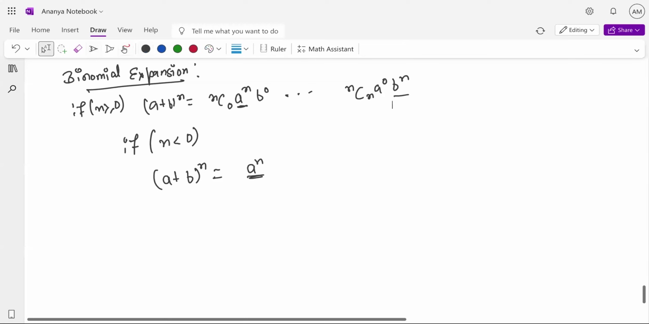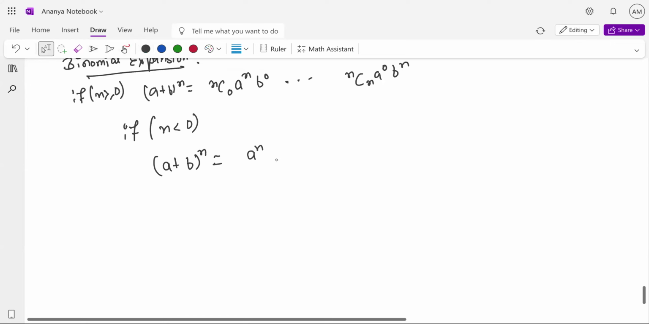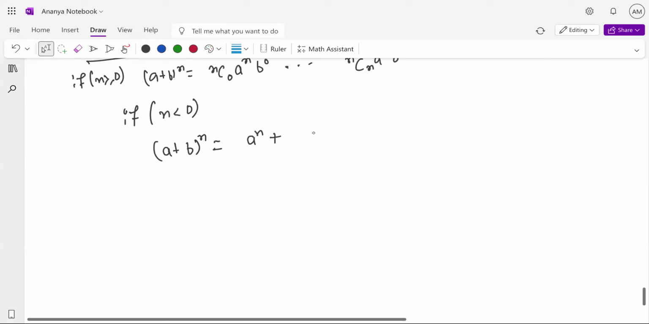We have to add plus. What should be the next thing? a to the power n minus 1, b to the power 1, I can say. Yes, sir. Okay, but there's one more thing: that is n divided by 1 factorial. Clear? Yes, sir. Here actually 0 factorial was there, but 0 factorial is 1 itself. Okay, so we are not representing that.